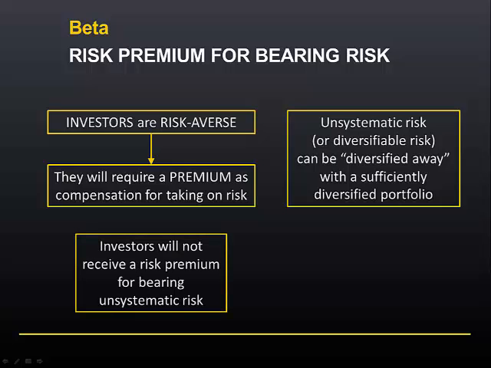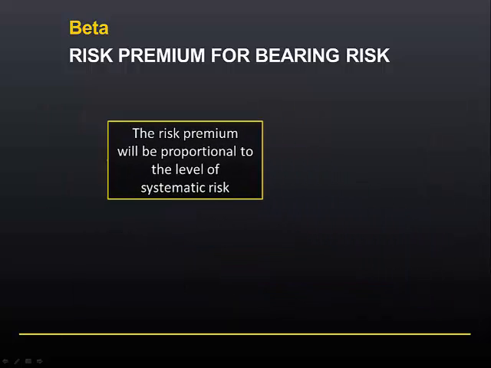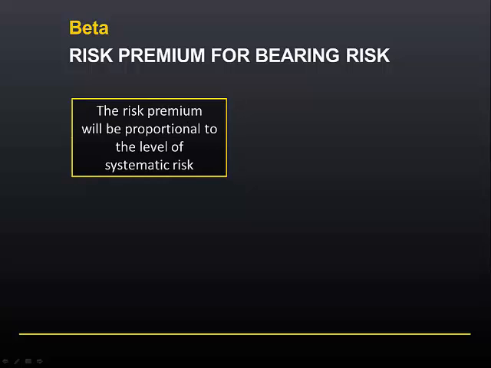As a result of market forces, investors will not receive a premium for bearing unsystematic risk because they can diversify it away, and therefore the risk premium will be proportional to the amount of systematic risk. If we can measure the amount of systematic risk from an investment, we may be able to estimate the risk premium and therefore the price of that investment. We therefore need to find a way to measure systematic risk.